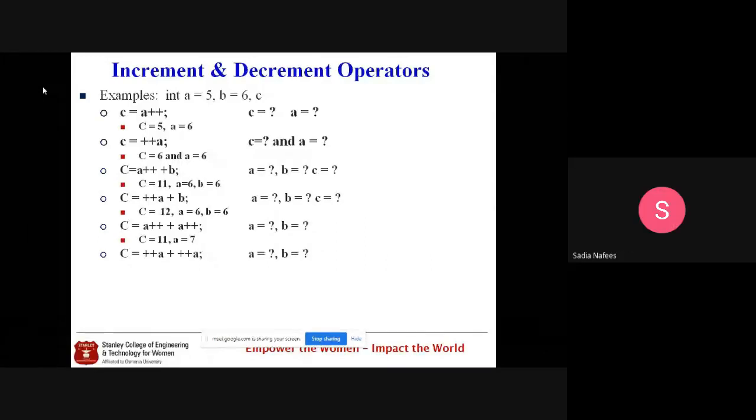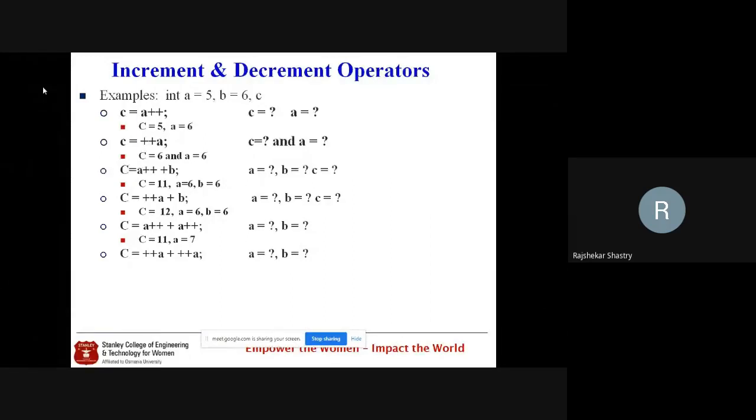13 and 7, sir. 13 comma 7, sir. 7. Why 13? Can anybody tell me why 13? Since it is prefix, first we will be incrementing and then assigning. Okay. So now explain step by step.